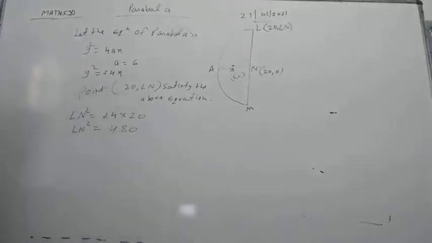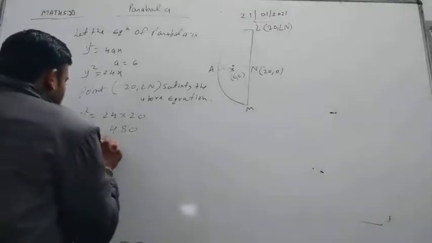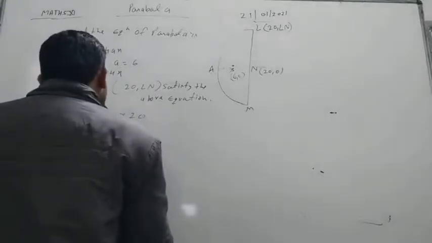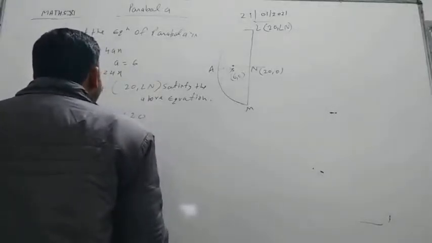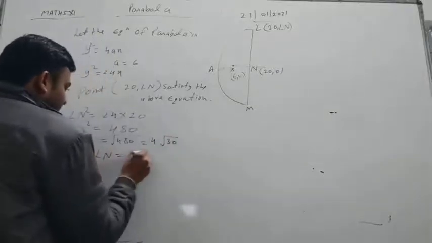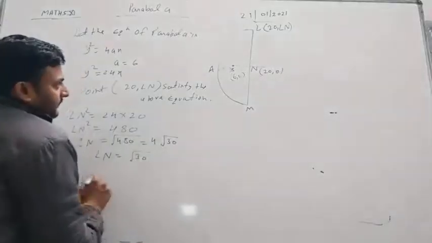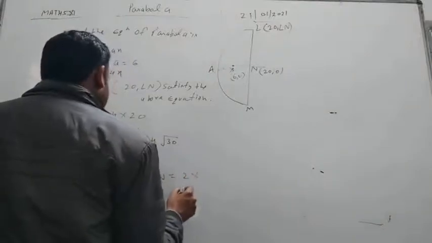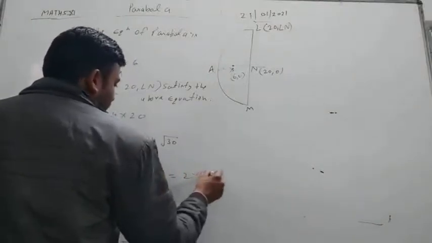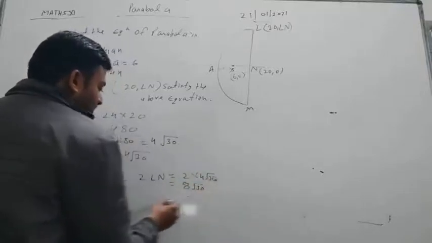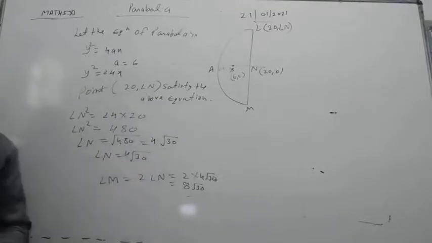So our LN is equal to under root 480. So we get 4 root 30. Our LN is 4 root 30. So LN is 2 times LN. So 2 into 4 root 30, this is equal to 8 root 30. Okay, students, so this will be our required result.